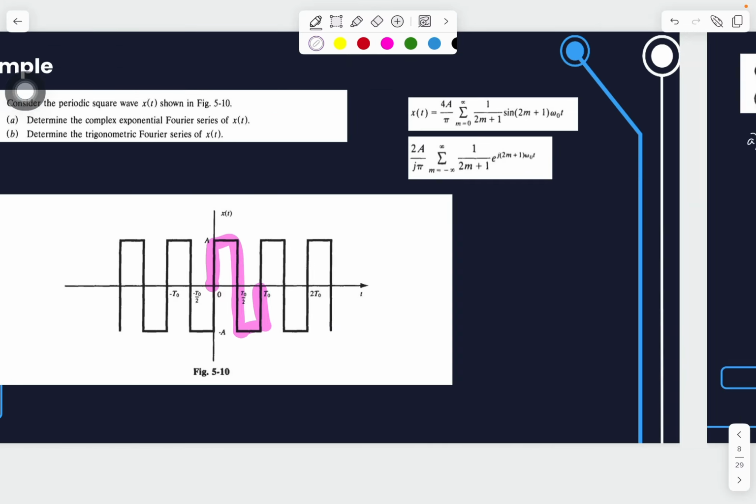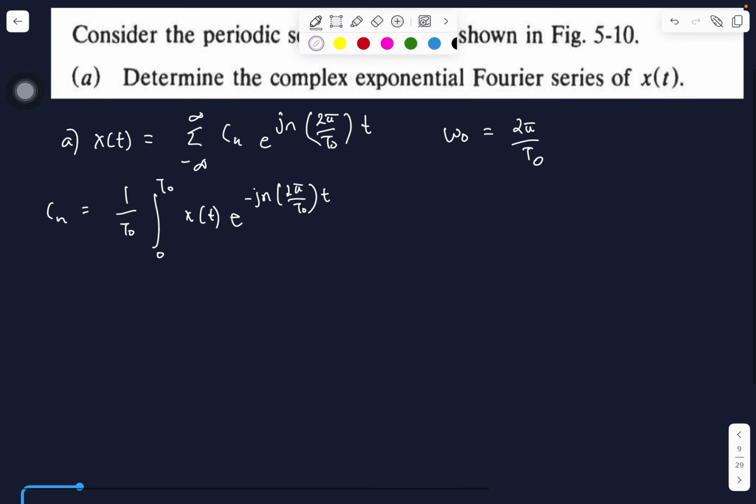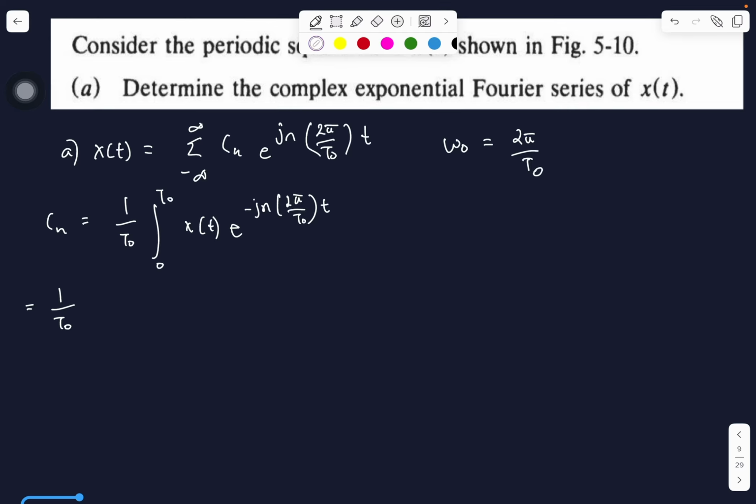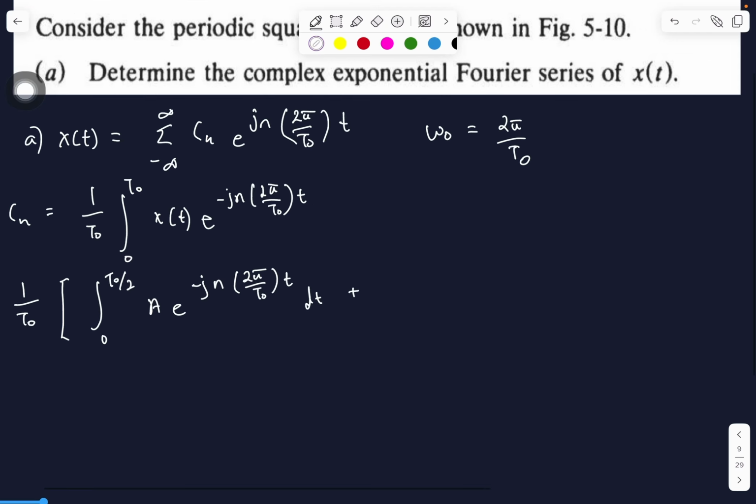The question gave us the period t naught. Then let's find Cn: 1 over t naught, the integral over one period, so let's choose 0 to t naught, of xt e to the negative jn 2 pi over t naught t, which is equal to 1 over t naught. And since the function has only two values, which are a and minus a, we can split the integral into two parts. From 0 to t naught over 2, the value is a, and from t naught over 2 to t naught, the value is minus a.